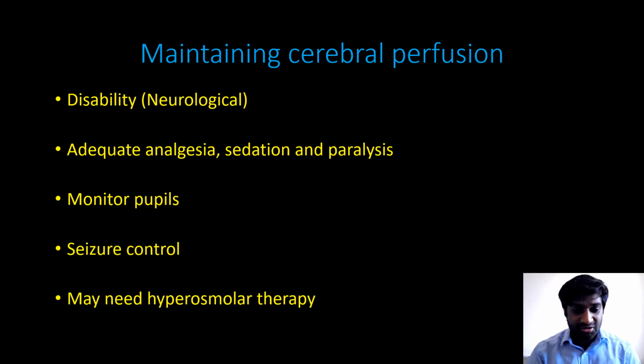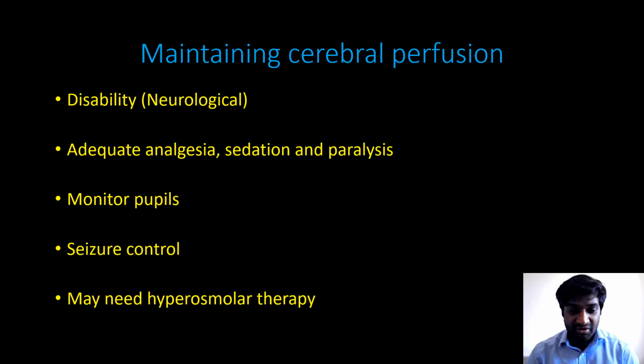Another part in neuromonitoring is monitoring the pupils, looking for signs of a third nerve palsy, which may be a sign of increasing intracranial pressure or potentially coning. Seizure control is very important. A lot of the literature talks of phenytoin, but in the UK we use levetiracetam.